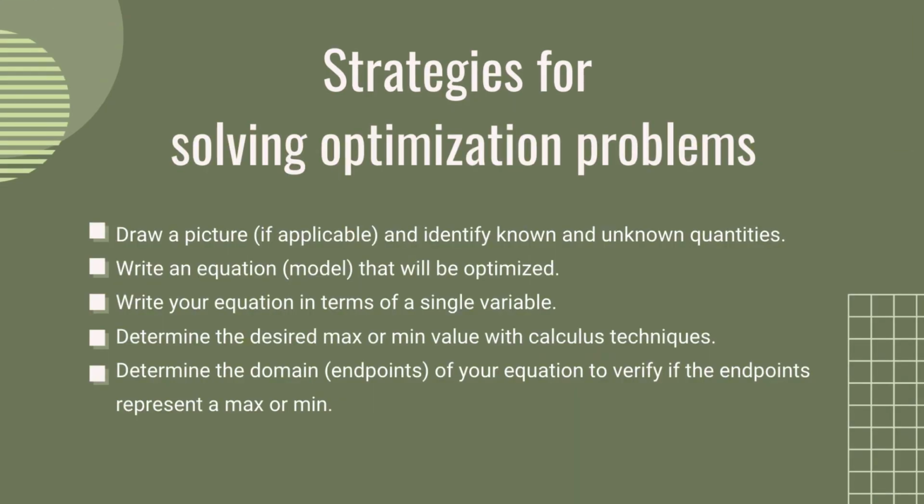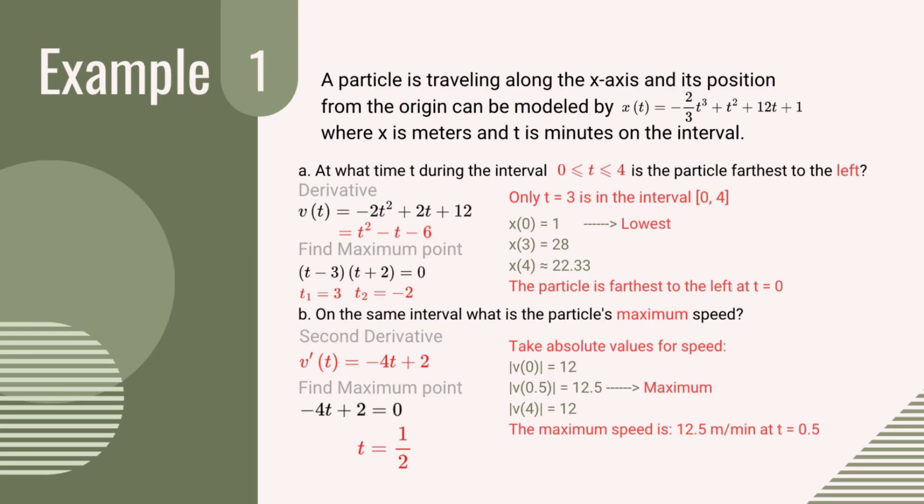Here are the strategies for solving optimization problems. First, draw a picture and identify known and unknown quantities. Then write an equation that will be optimized, and write your equation in terms of a single variable. Then determine the desired max or min value with calculus techniques. And last, determine the domain and check the endpoints of your equation to verify whether the endpoint represents a max or min. Here is an example question.